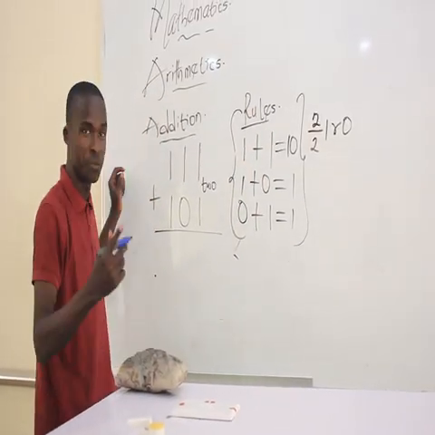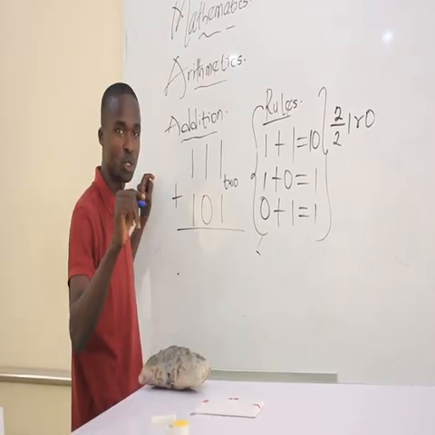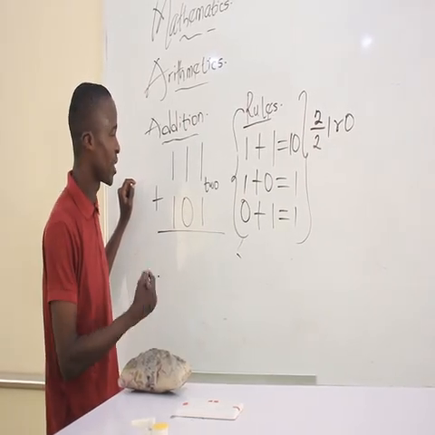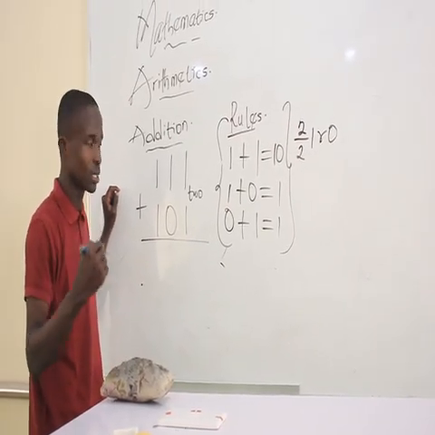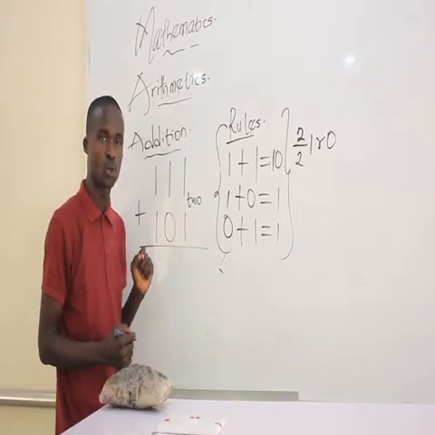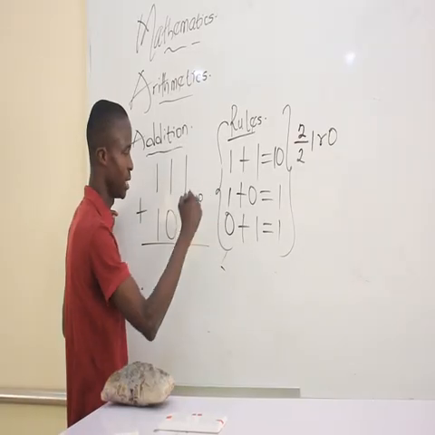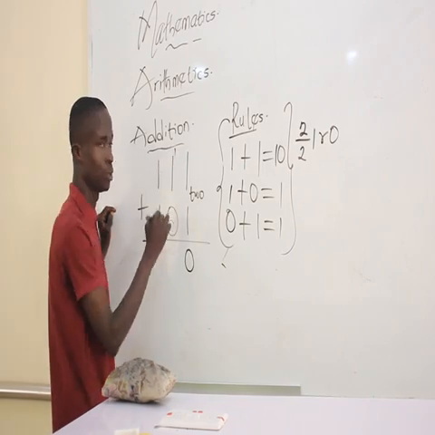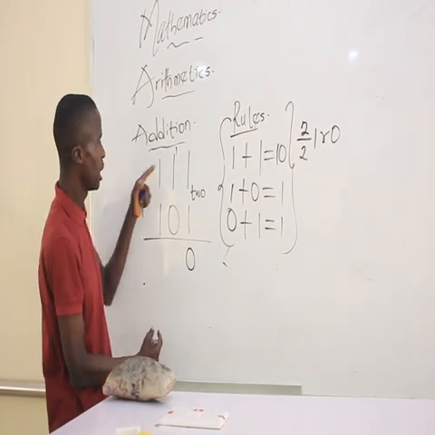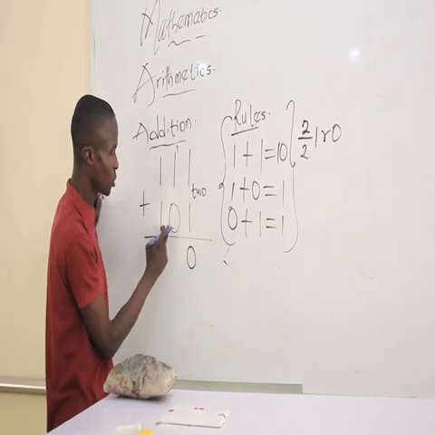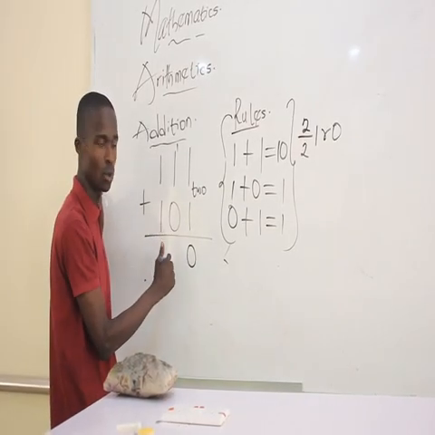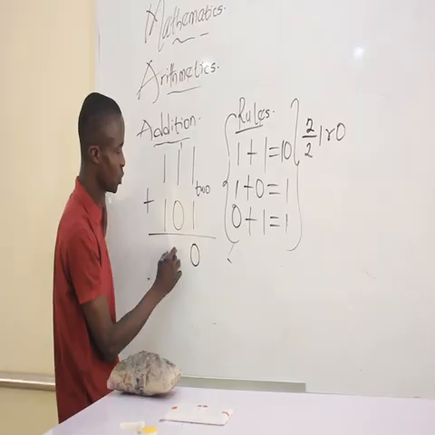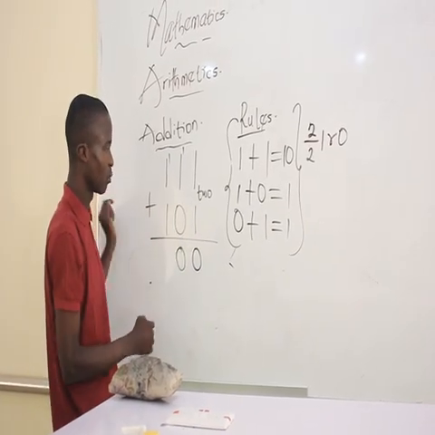Okay, now if it was in class, I would have called Mutmaina or Mariam, or I would have called Nahim to answer this. But since you're not here, please let's do this together. 1 plus 1, you have what? 10. From the rules, you have 10. You write 0, you carry 1. Now you have 1 and 1. 1 plus 0 will give you 1. But you have a remainder here that gives you 10. So you write 0 and carry 1.